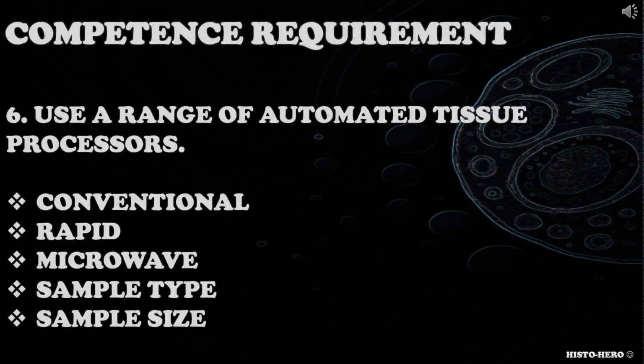The sixth competence requirement is for you to use a range of automated tissue processors. What tissue processors do you use in your laboratory? What is the difference between them? Are there any other types of tissue processors? Consider conventional, automated, and microwave-assisted processing, types of samples each can be used for, size of samples, and so on. Try to use examples from your practice.